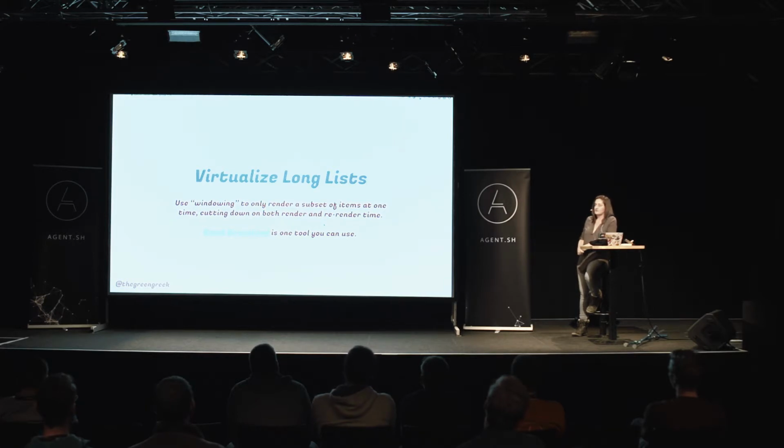One more item you can do if you ever have an enormous list of items: there's no reason to render them all. You can use windowing to only render a subset of the items at a time, cutting down on both render and re-render time. React Virtualized is one tool you can use, and you can research more.